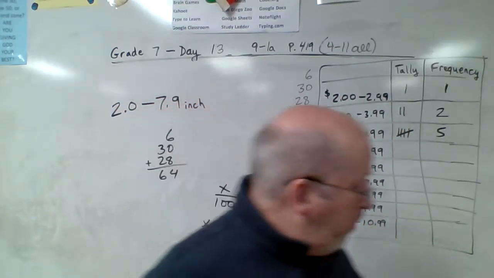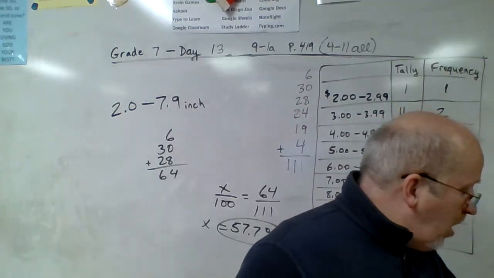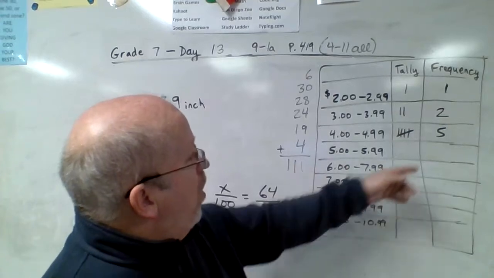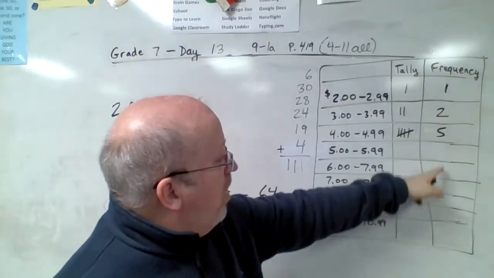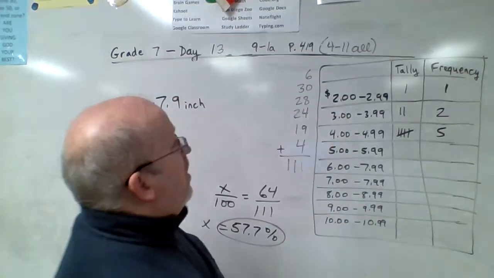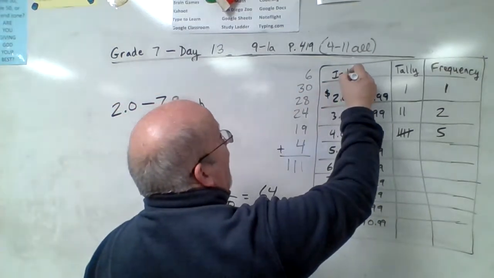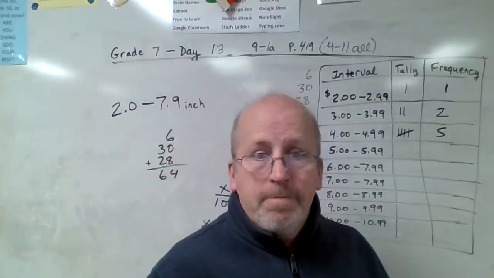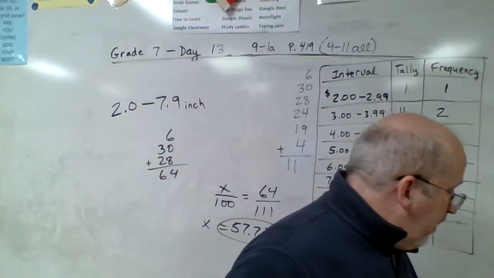And then in 5b, it says, what is the most common interval? Well, you're looking for the one that has the largest number in this frequency column, and you're going to write down the interval that has that largest number for 5b. Okay? Let's move on to number 6.